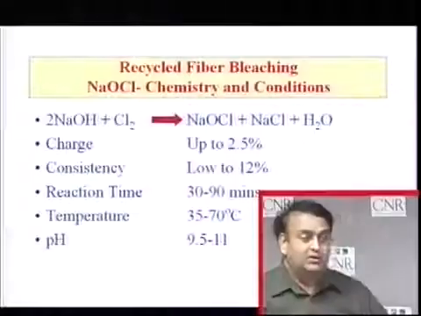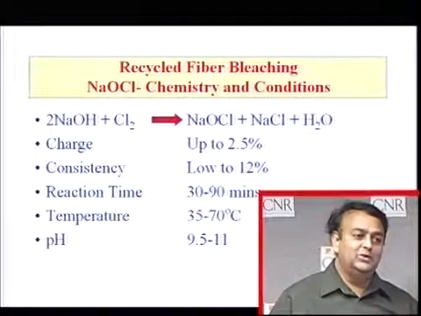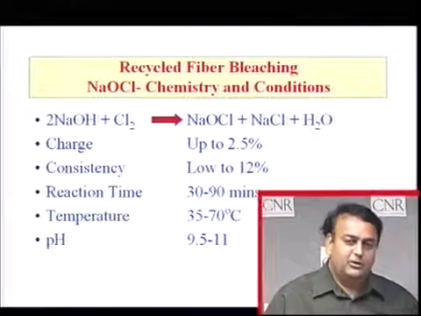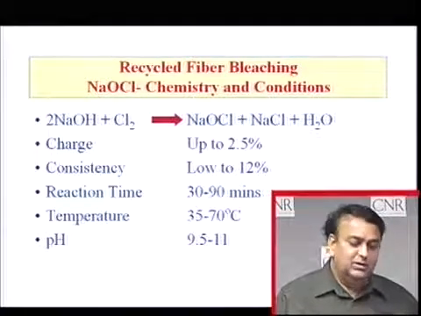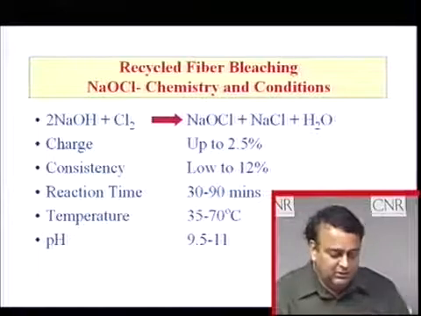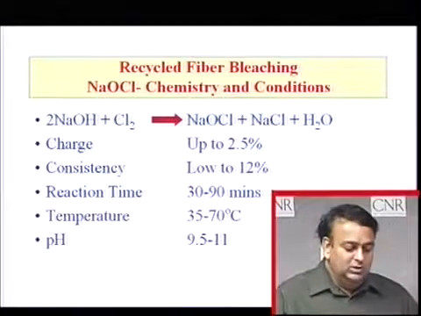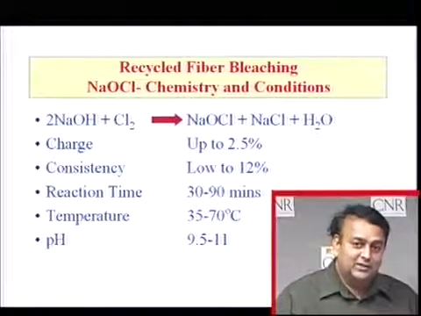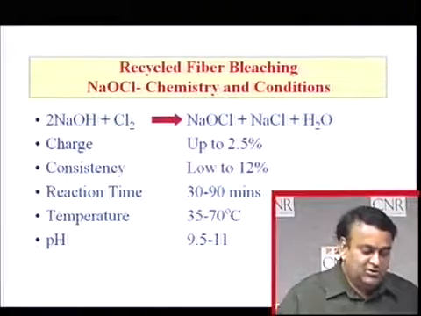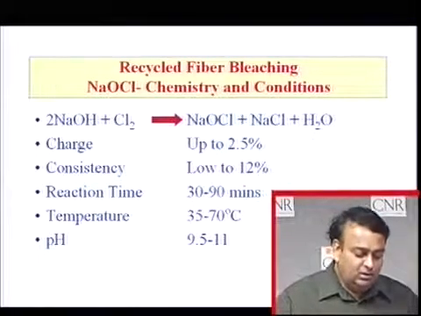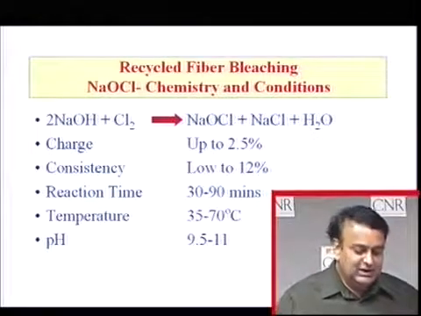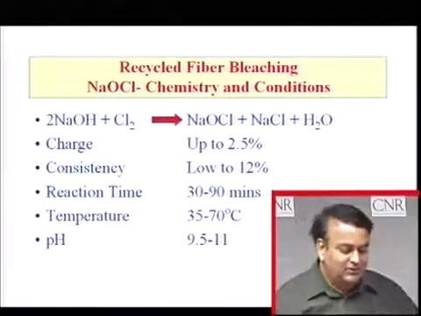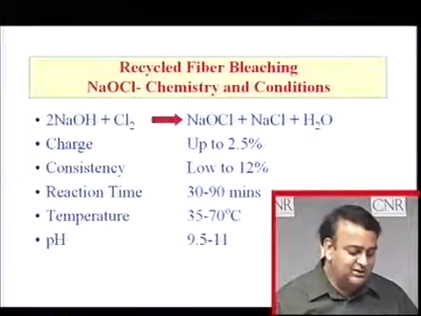I am going to touch a little bit on sodium hypochlorite, because some of the mills today still use hypochlorite in the pulper for color stripping purposes. Hypochlorite is made with sodium hydroxide reacting with chlorine, then you get sodium hypochlorite. This sodium hypochlorite attacks the dyes and decolorizes them. The charge I have seen for mixed office waste goes all the way up to 2.5%. Consistency is typically 5% to 12%, ideal for medium consistency pulpers. It is a very economical chemical, you can add it in the pulper and bleach.